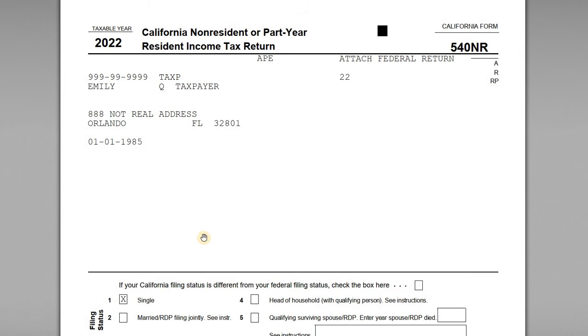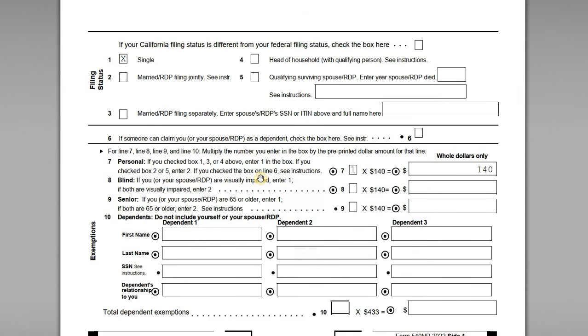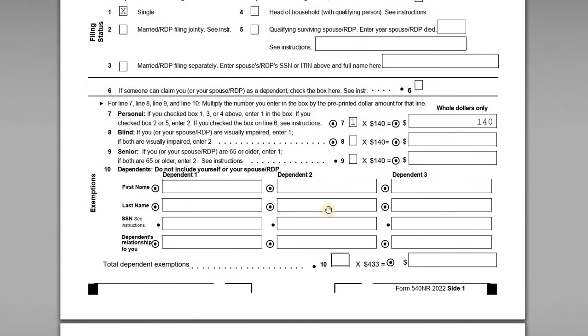So starting with page 1 of the 540NR, at the top here, top left-hand section, we enter the taxpayer's tax ID number, first, middle initial, and last name, address, and then the date of birth is listed under the address. Now, Emily is a single filing taxpayer for federal purposes. You generally use the same one for the state. So she's indicated single there for single filer. She doesn't have any dependents. She can't be claimed as a dependent on another return. So when we talk about the exemption amounts here, she gets one personal exemption of $140.